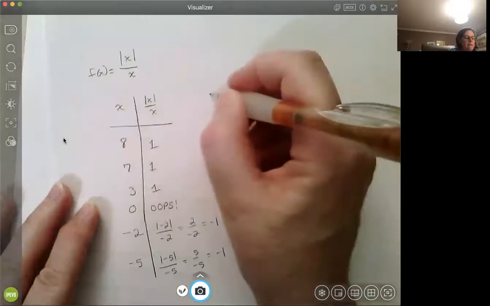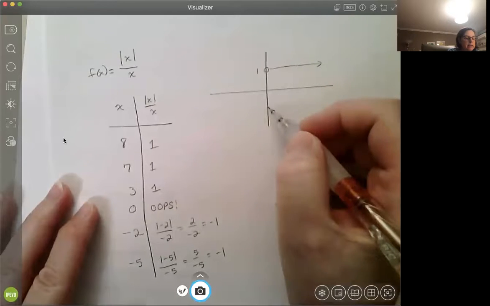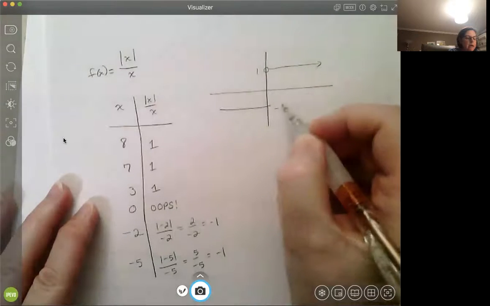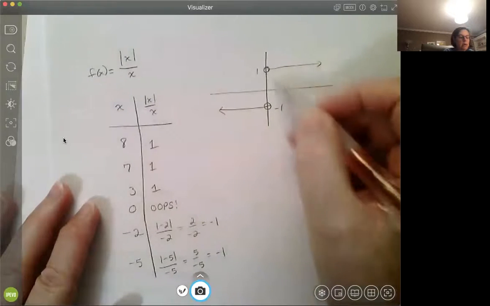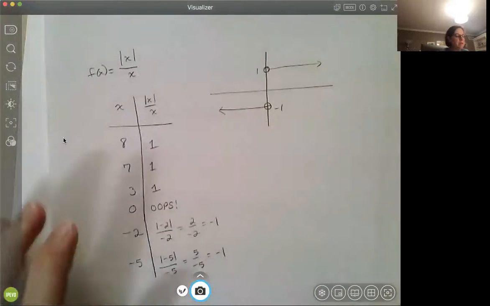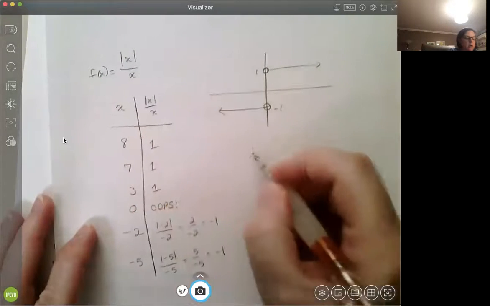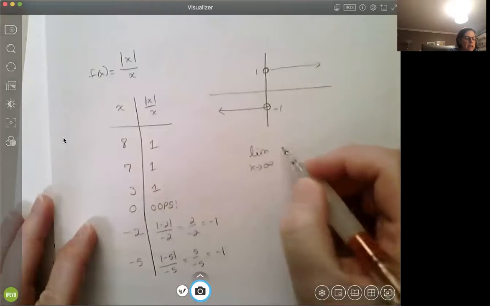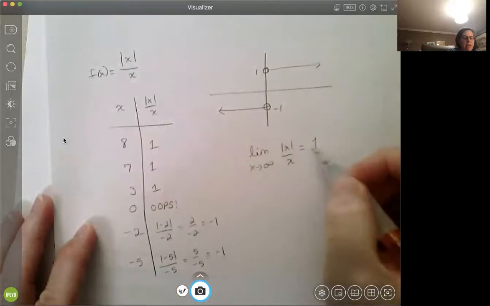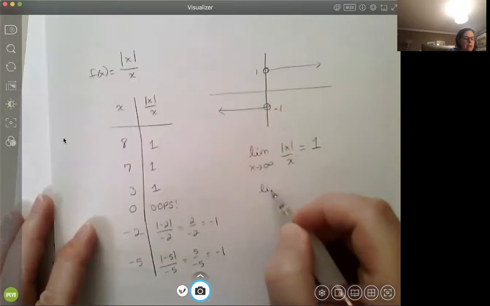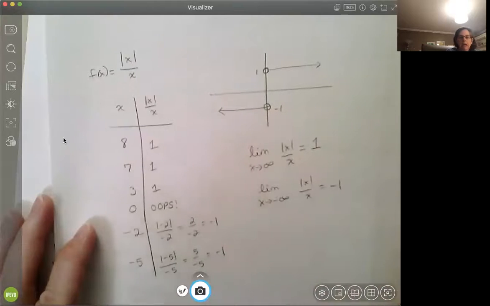So this graph is always 1 for positive x, and it's always -1 for any negative x value. And at 0, the function's undefined. So that's a really funky function. That's the graph of the absolute value of x over x. So if you're wanting the limit as x goes to infinity of the absolute value of x over x, if I think about this graph, it's always 1 for positive x. If I wanted the limit as x goes to -infinity, it's always going to be -1.